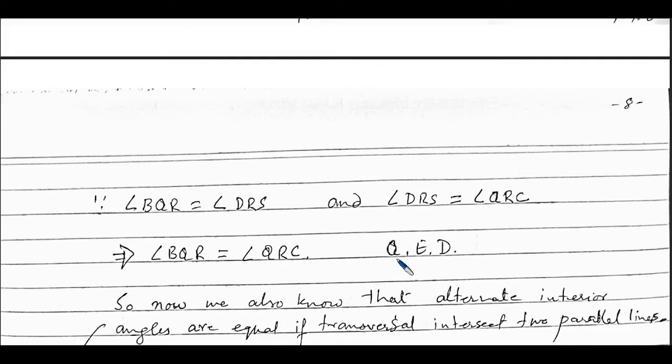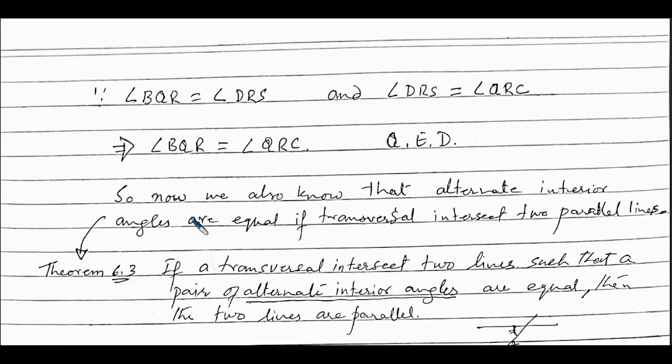Okay, I always say quite easily done, but there is some Latin long form of this one. You can see it in Wikipedia. So now we also know that alternate interior angles are equal if a transversal intersects two parallel lines.